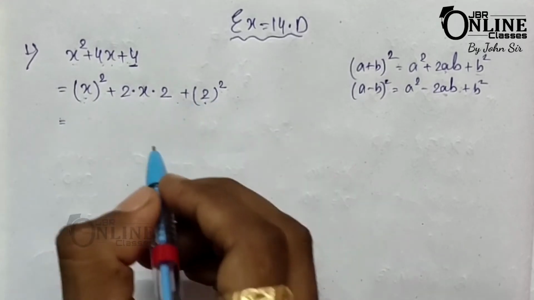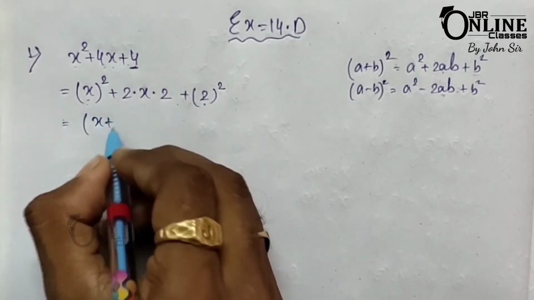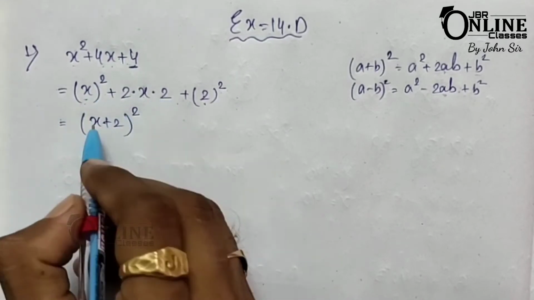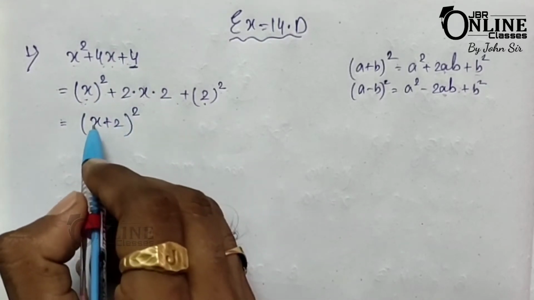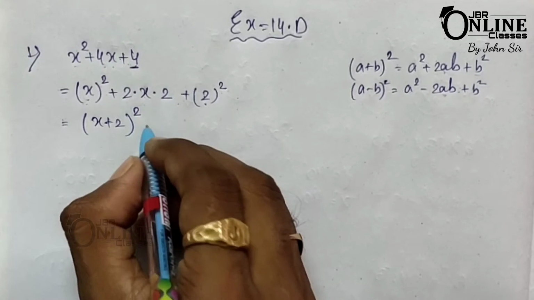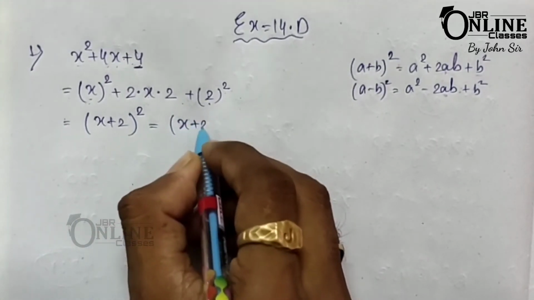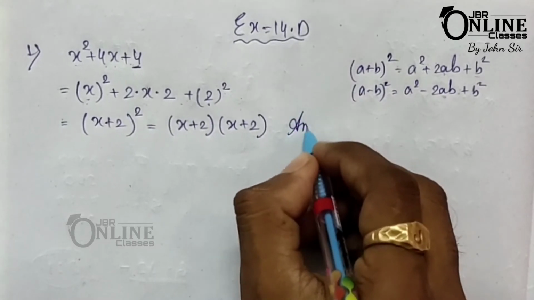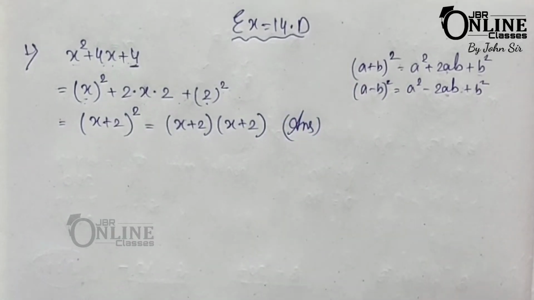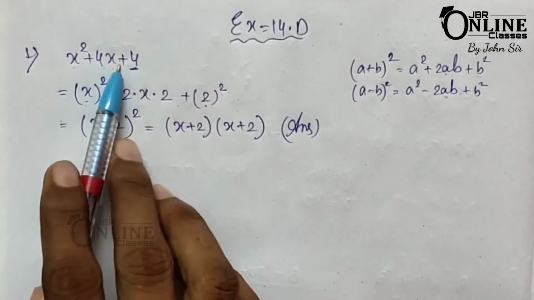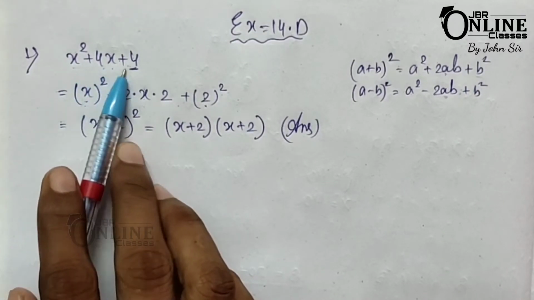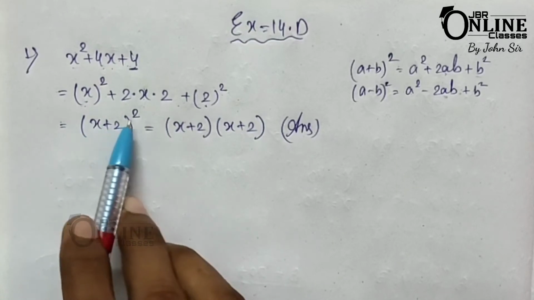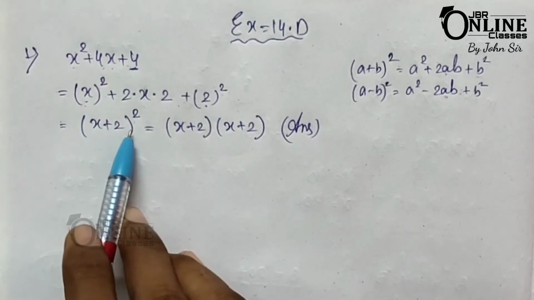So from that expression you can write it in x plus 2 whole square form, because this is the formula of a plus b whole square, x plus 2 whole square. So x plus 2 whole square means x plus 2 into x plus 2. So that is the answer. That means each and every expression, you have to convert it into a plus b whole square or a minus b whole square.